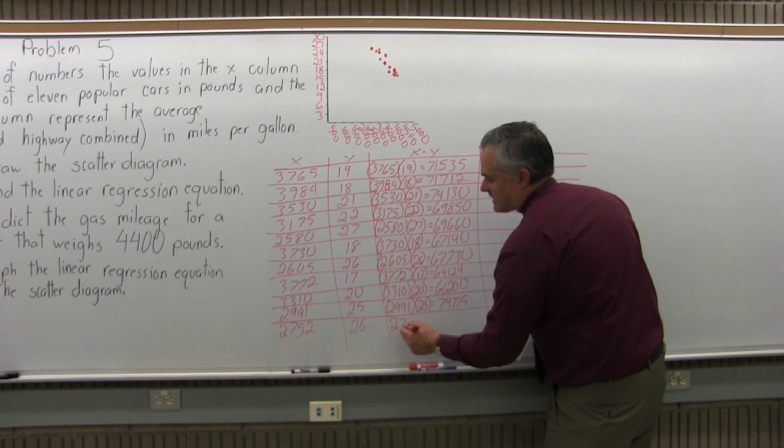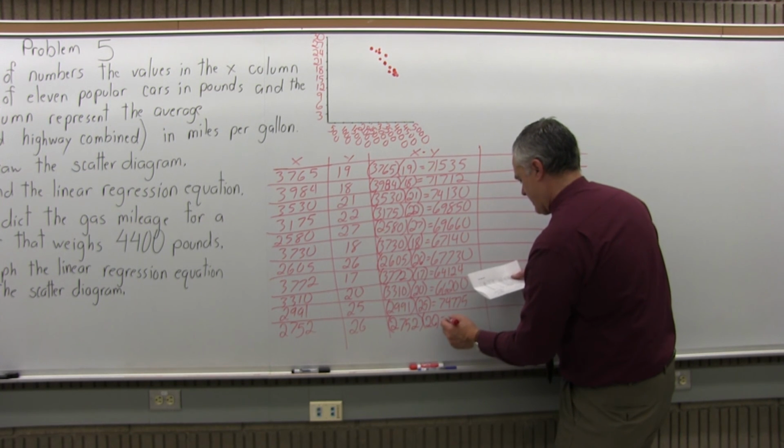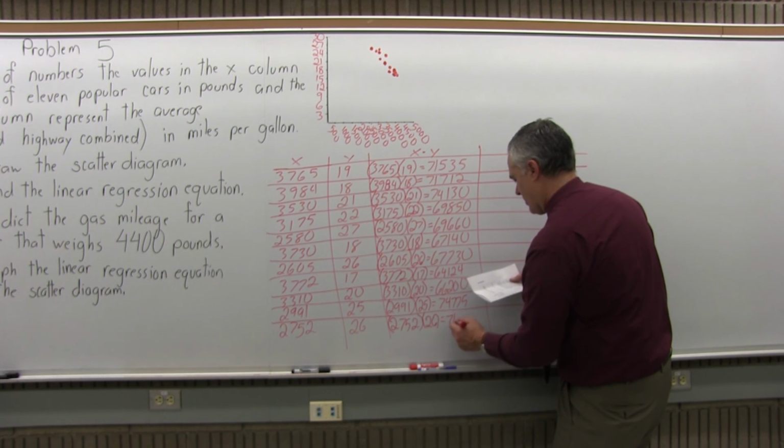And finally, the last car is 2,752 for the weight times 26 miles to the gallon for the gas mileage, and that multiplication comes out to 71,552.